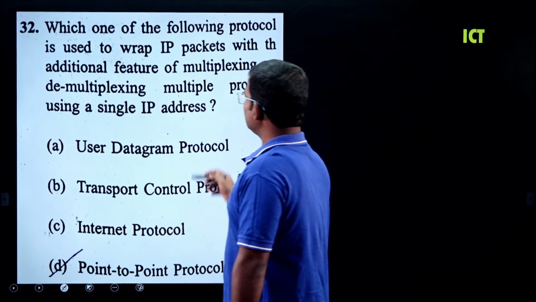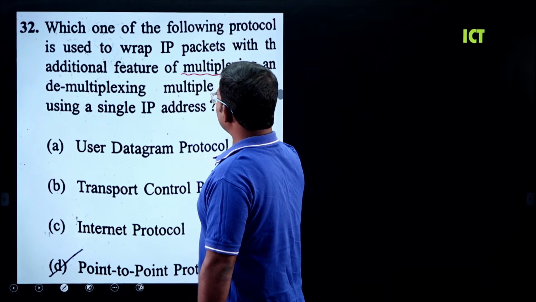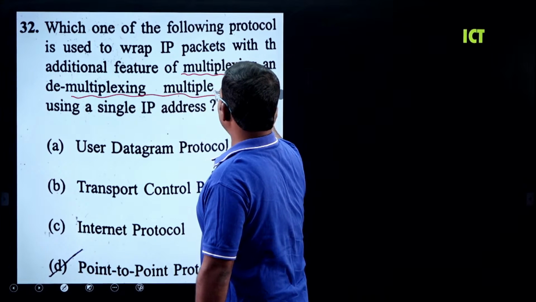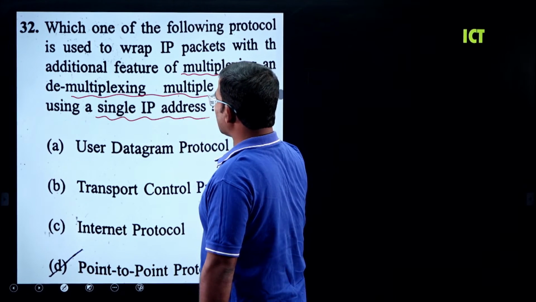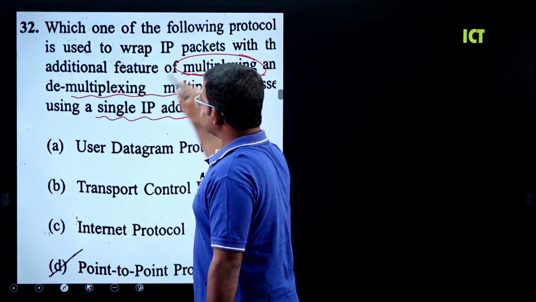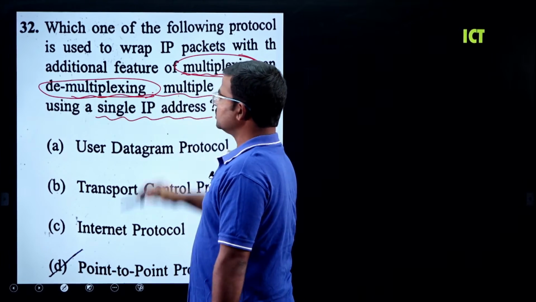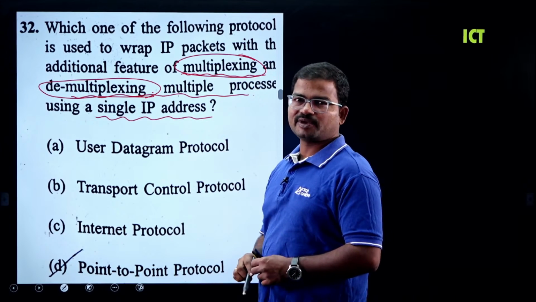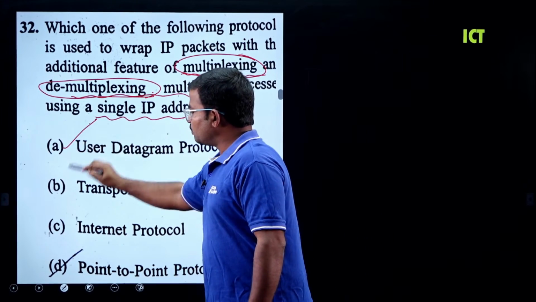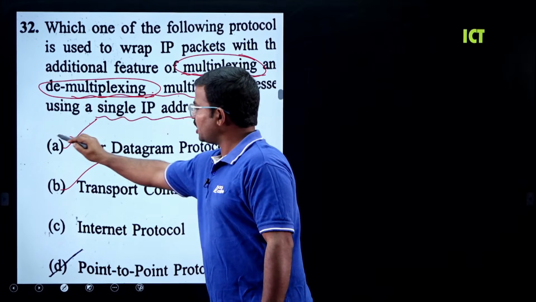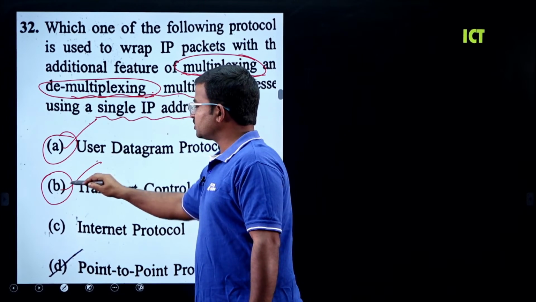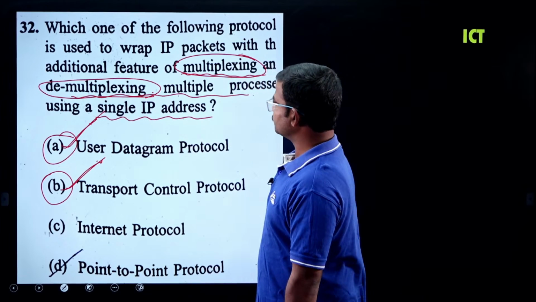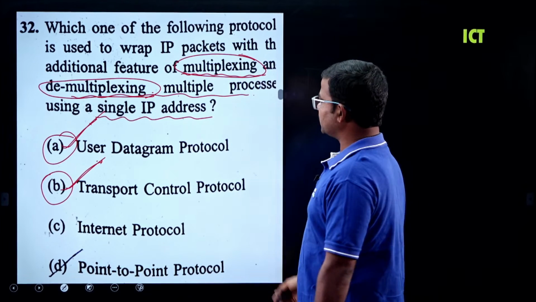Next, if you observe question number 32, multiplexing and demultiplexing multi-process using a single IP address, okay. Multiplexing and at the same time demultiplexing. So here, guys, this is a challenging question. Why? Because option A and B both are correct, okay. Option A and B both are correct. So this is a challenging question. You have to remember this one, okay.